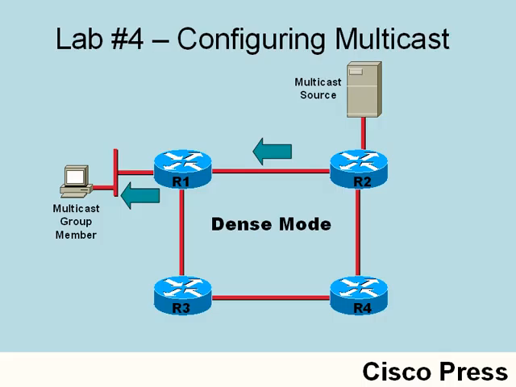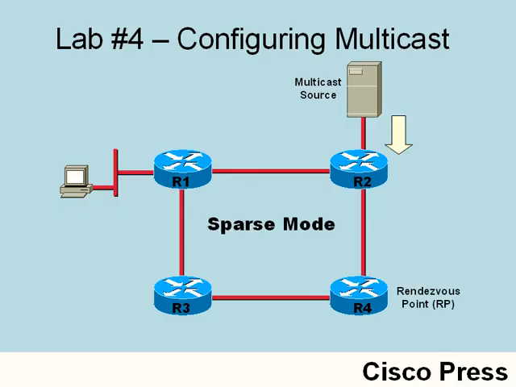Not a big deal possibly on a small network like we see on screen, but if we had dozens or hundreds of routers in our topology, every 3 minutes, flooding this traffic throughout our network, that could seriously impact the performance of our network. What's a better solution? A better solution is to use sparse mode. Let's say that right now we have a sparse mode multicast network configured.